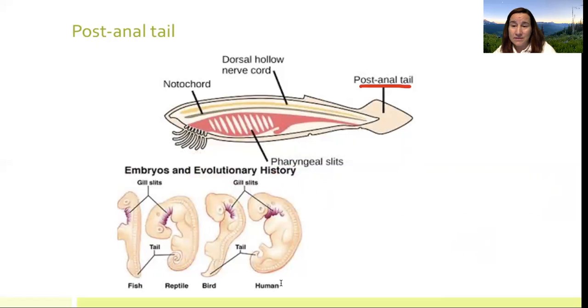I'm sorry in advance. Everyone's got a post-anal tail. Ours is a coccyx. My dogs have their tails going right now. But everything that is a chordate has all of these structures. They may not have them as an adult, but they had all of these structures at some point. So all of us have these.